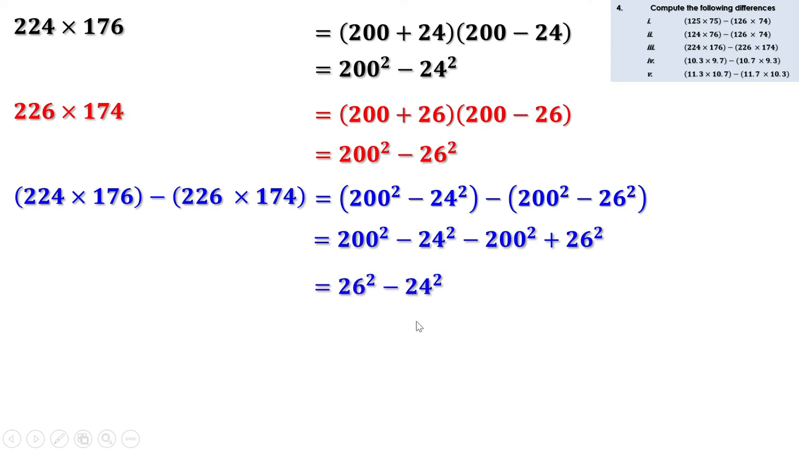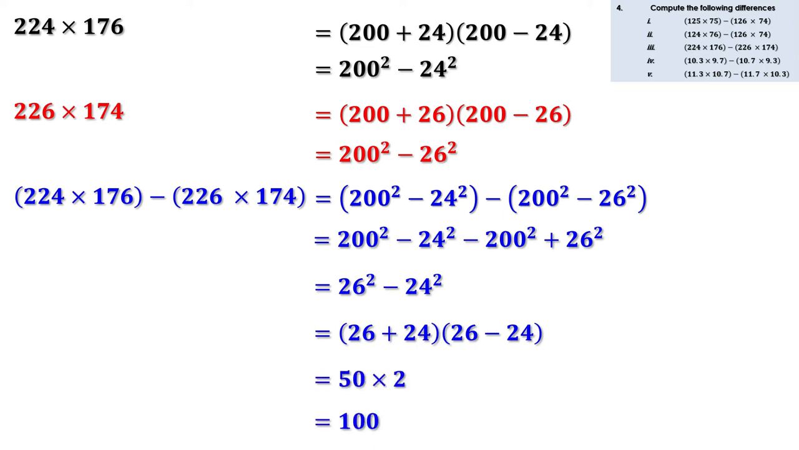A square minus b square is a plus b into a minus b. So this can be written as 26 plus 24 into 26 minus 24. 26 plus 24 is 50, and 26 minus 24 is 2. So this can be written as 50 into 2, and that is equal to 100.